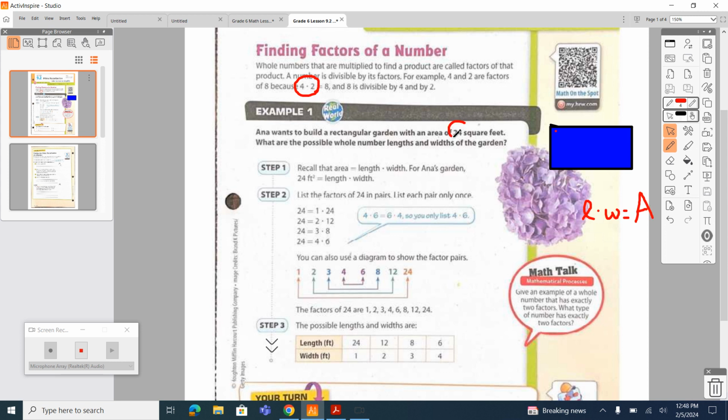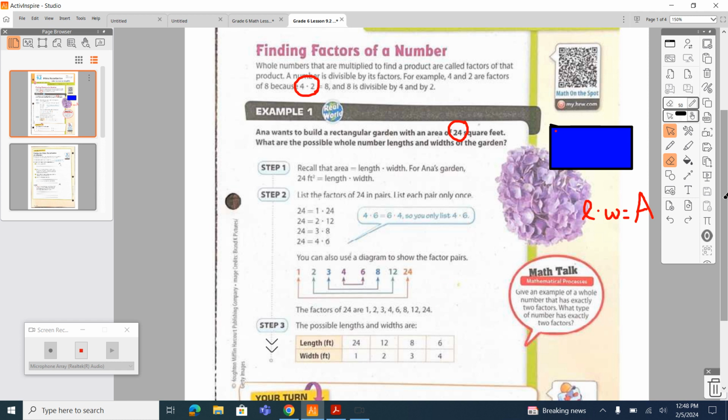So she could do 1 foot wide, 24 feet long. Okay. She could do 2 feet long and 12 feet wide. There's another example. She could do 3 feet long and 8 feet wide. Or she could do 4 feet long by 6 feet wide. So she has lots of choices because each of those two numbers will multiply to get to 24. And there's a chart of her choices.